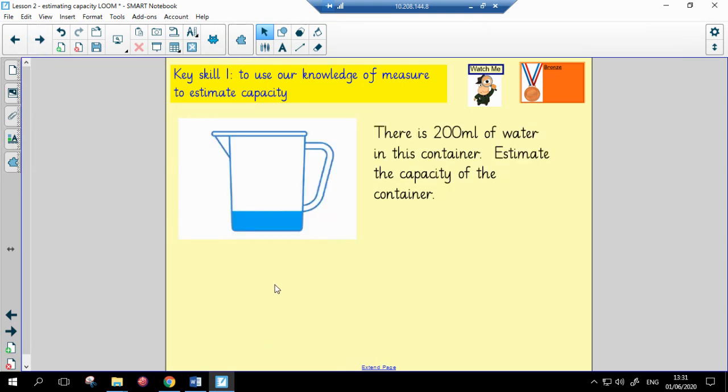Here's another style of question you might get asked. There's 200 millilitres of water in this container. Estimate the capacity of the container. Well, having a good look at the container, I can see there's about 1/5 of the container filled with water. So to be able to find the capacity, I estimate that 200 millilitres times 5 would give me an estimated capacity of 1,000 millilitres. That would be a sensible guess.